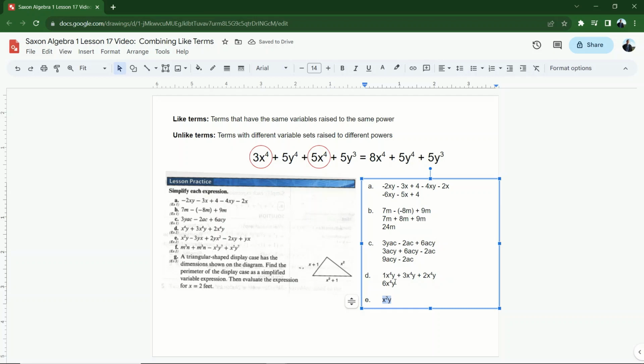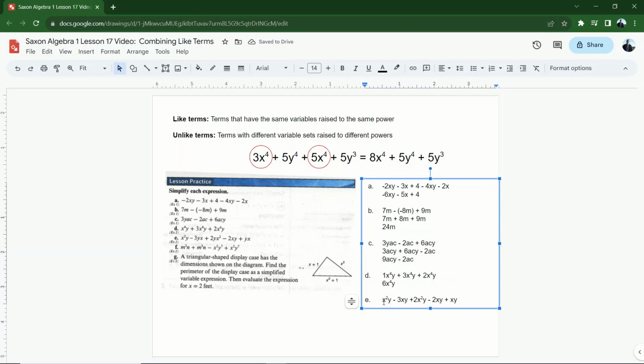Okay, that is actually what's there. Minus 3, I'm going to change yx to xy, alphabetical order. Plus 2, I'm going to change yx squared to x squared y. Minus 2xy, that's already alphabetical, plus xy. Anything with xy as a variable set can be added.